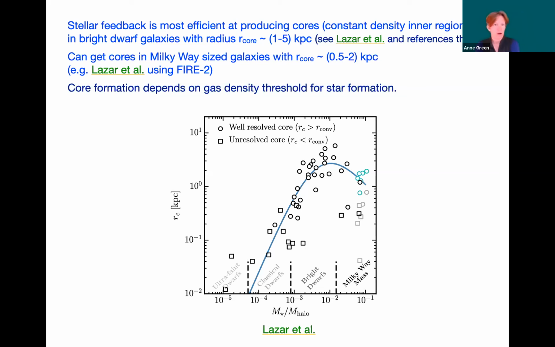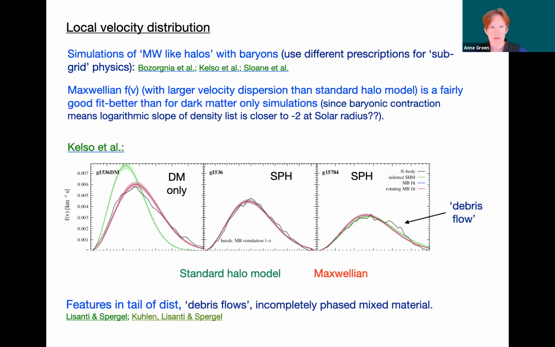Okay, so then we'll come on to the local velocity distribution. By local, remember, that means at the solar radius, where we're doing WIMP direct detection and lab axion experiments. And what's the distribution of the dark matter here? Now, in this case, I'm not going to talk about results from dark matter only simulations, because they seem to be seeing interesting deviations from the simple Maxwellian distribution of the standard halo model.